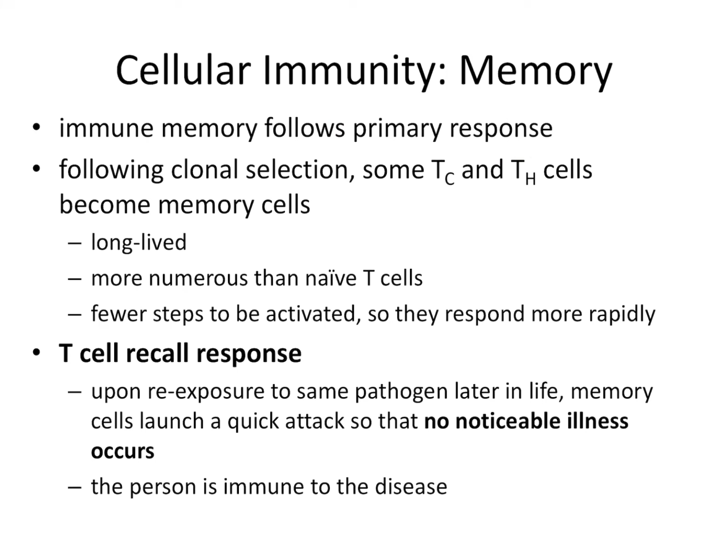Now, after those T cells are activated, whether it's a helper T or a cytotoxic T cell, some of those cells during clonal selection are going to become memory cells. These memory cells are long-lived, and they're also going to be more numerous than our naive T cells. Many of these memory cells will be found in circulation, and they are going to be able to respond very quickly upon a secondary exposure to this same pathogen.